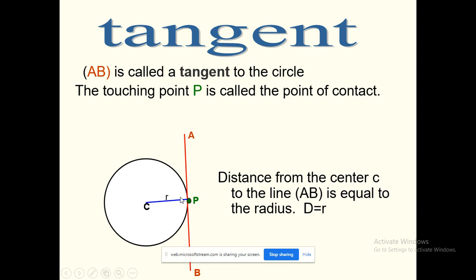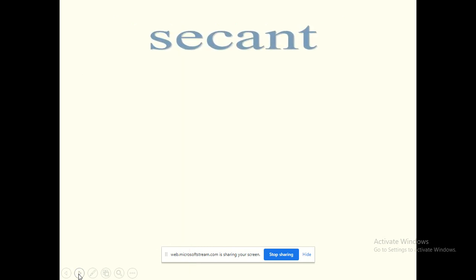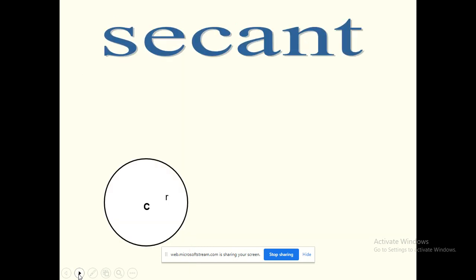Why I'm saying that? To prove that the line is exterior or interior, I have the same idea, but I want to compare the distance and the radius. So here there is a 90-degree angle, and if I measure CP, it is equal to the radius. Let's move now to the secant. How we prove that a line is secant to a circle.